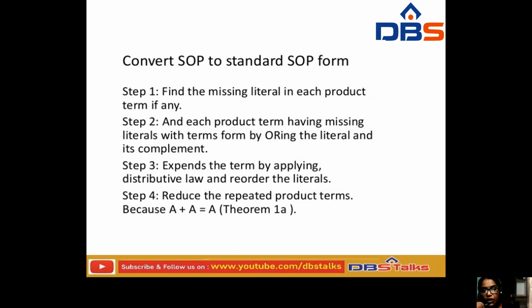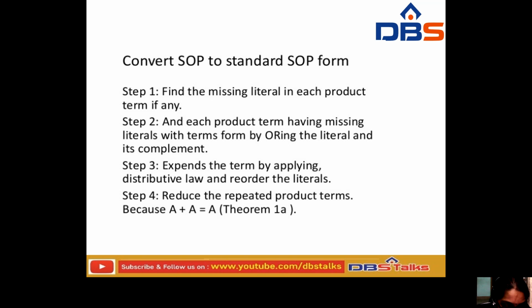See then how we are going to convert the sum of products to the standard SOP form. Here, first we find the missing literal in each product, then each product term having missing literals is ANDed with the term formed by the OR-ing of the literal and its complement. In step 3, it expands the term by applying the distributive law and reorders the literals. Then we have to reduce the repeated product terms, because we are going to perform the distributive law on that.